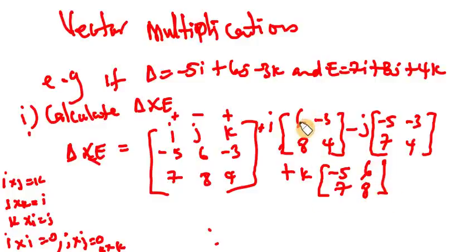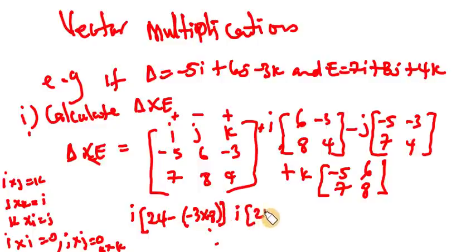So to find this, you say 6 times 4 is 24. You say minus, then you have minus 3 times 8, which will still give you 24. So I have 24 plus 24, which will be what? 48. So you have 48i.